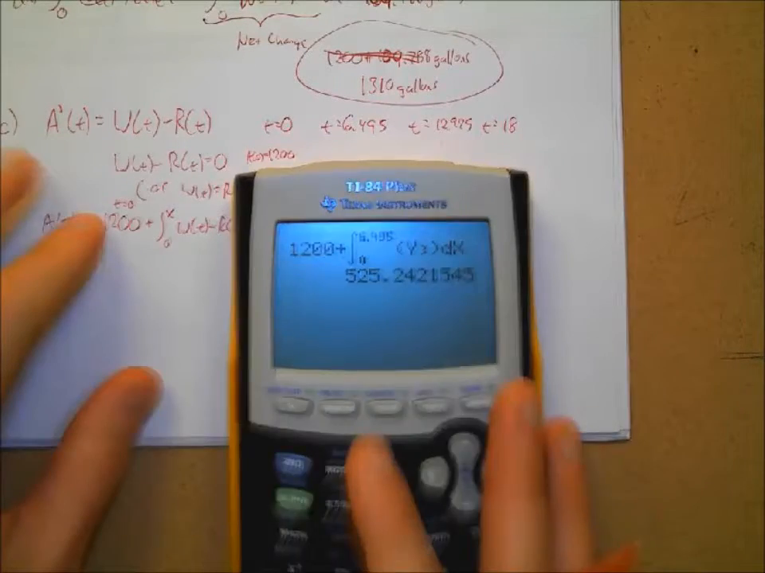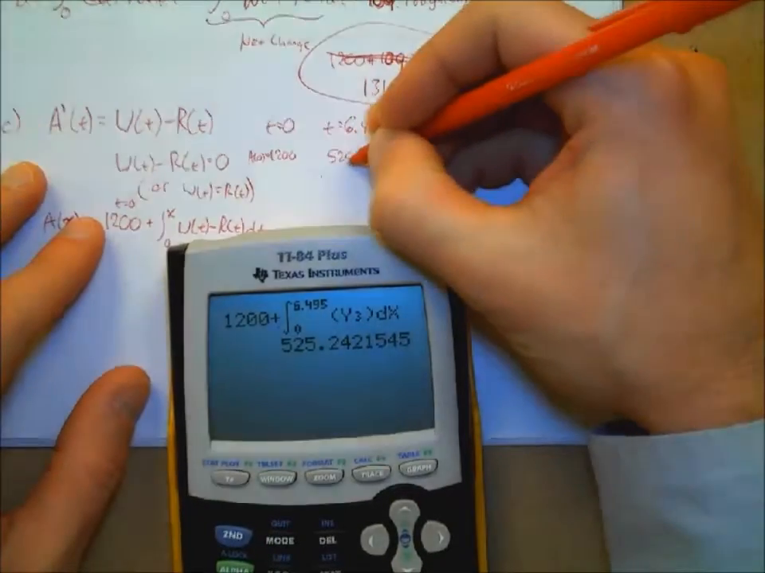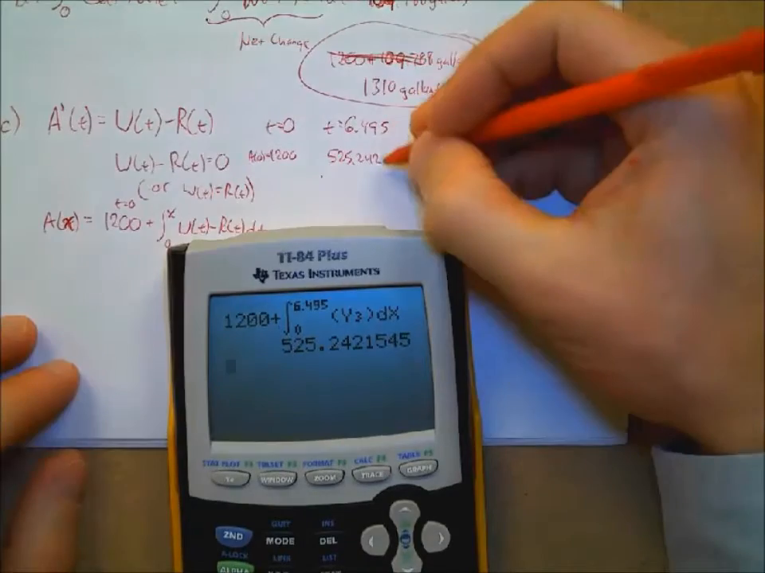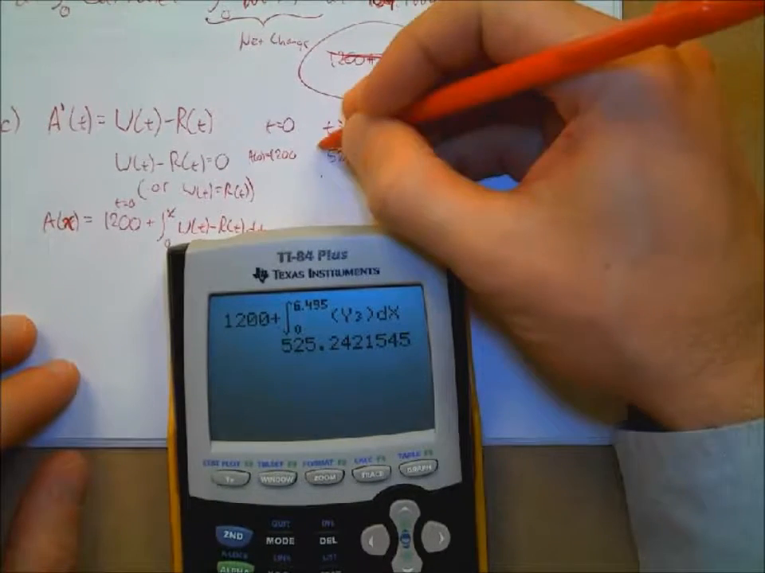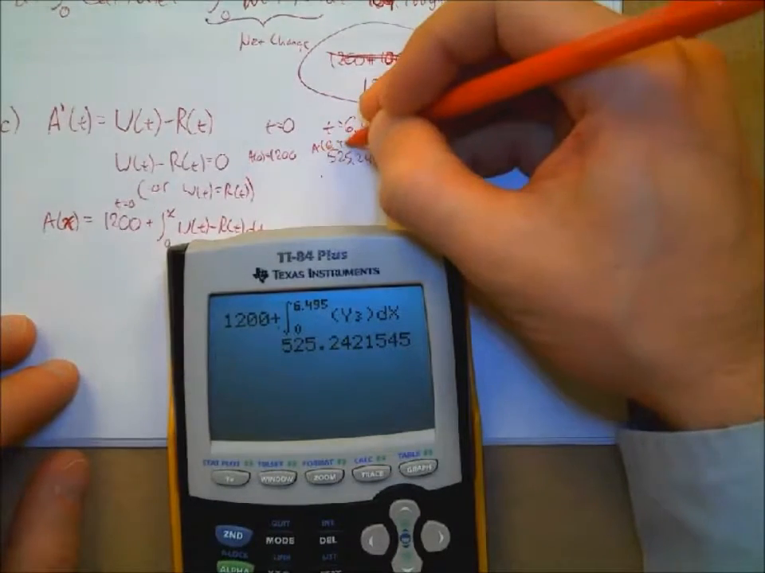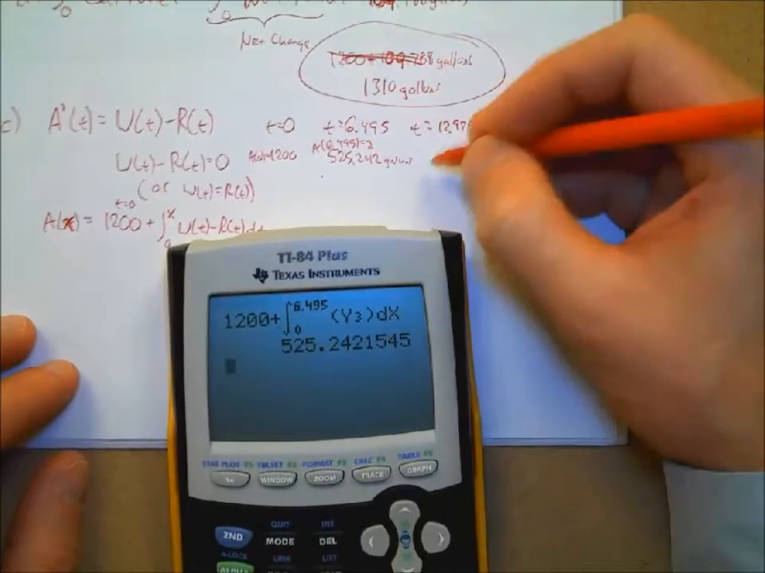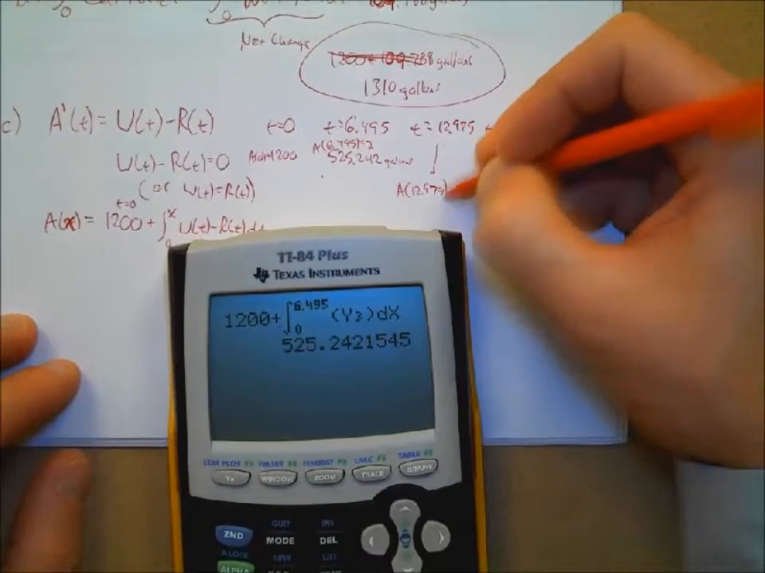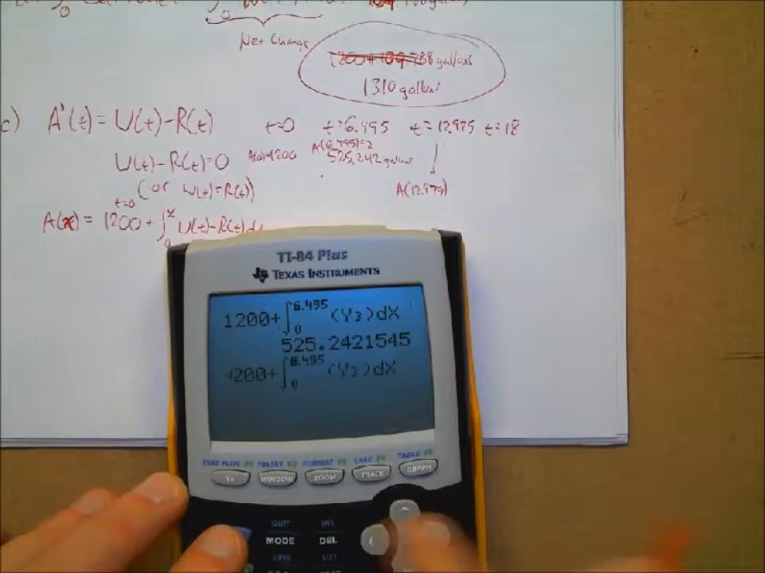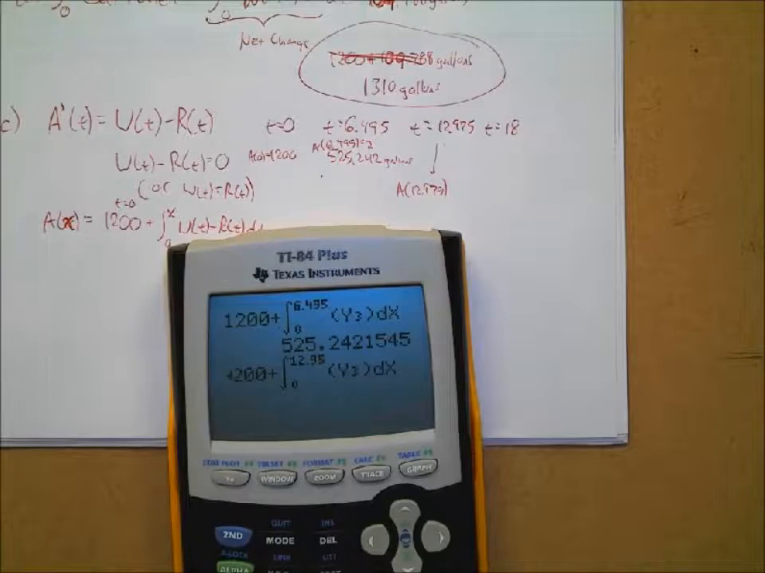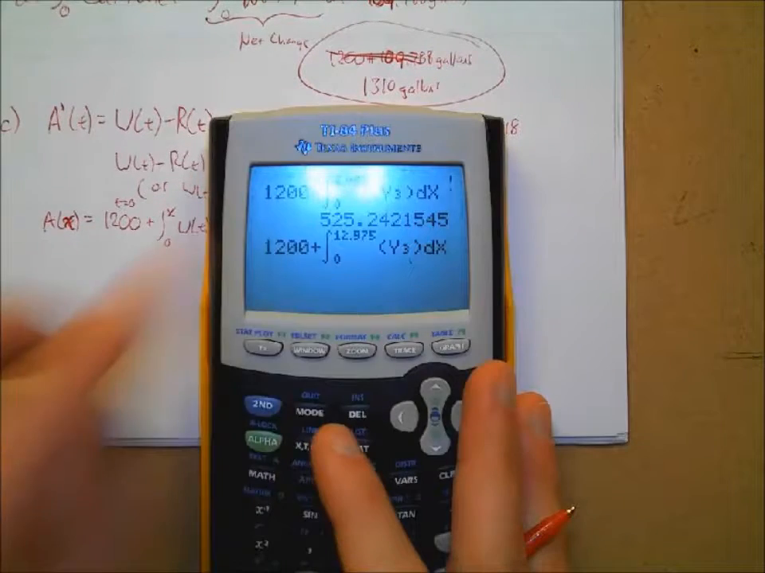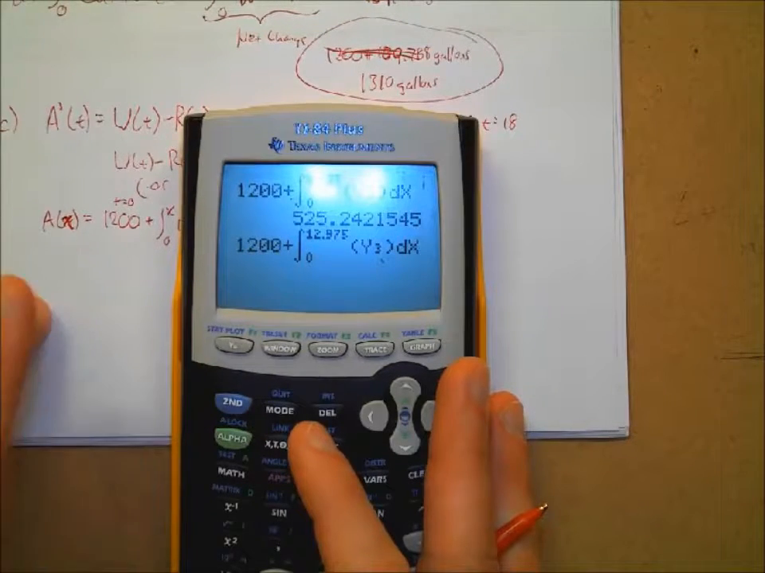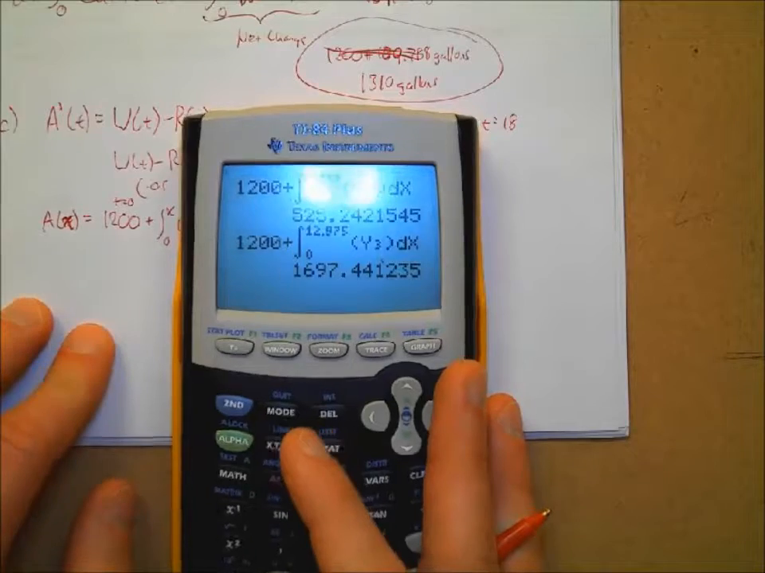525.242 gallons is our answer there. That's A of 6.495. And A of 12.975 is the same thing, of y3. So all we have to do is change that upper limit of integration. Nice work. All right, 1,697.441.